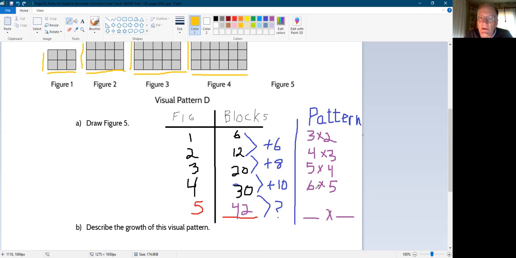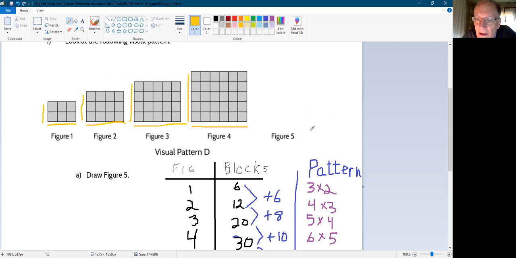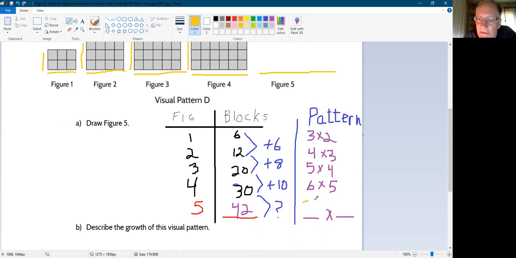6 times 5 is 30. Now for figure 5, how many do you think are across the bottom? Well, let's see, 3, 4. If I'm counting right, there'd be 7, right?